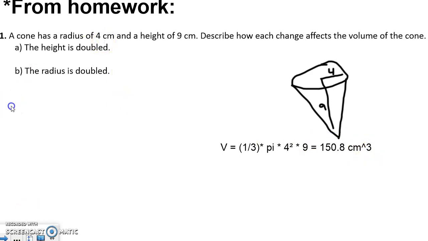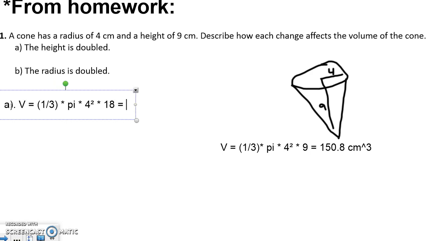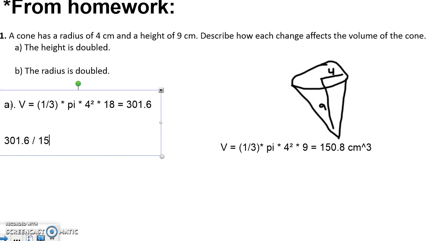For A, it says, what if I double the height? So I'm going to double the height. So instead of it being 9 in my formula, it's going to be 18. Everything else stays the same. So I'm just doubling my height. When I put that in the calculator, I got 301.6. So let's see how that affects the volume. Well, it's now 301.6, and if I divide it by what it initially was, it's now 2 times bigger. That's what happened to my volume. My volume got 2 times bigger by doubling my height.